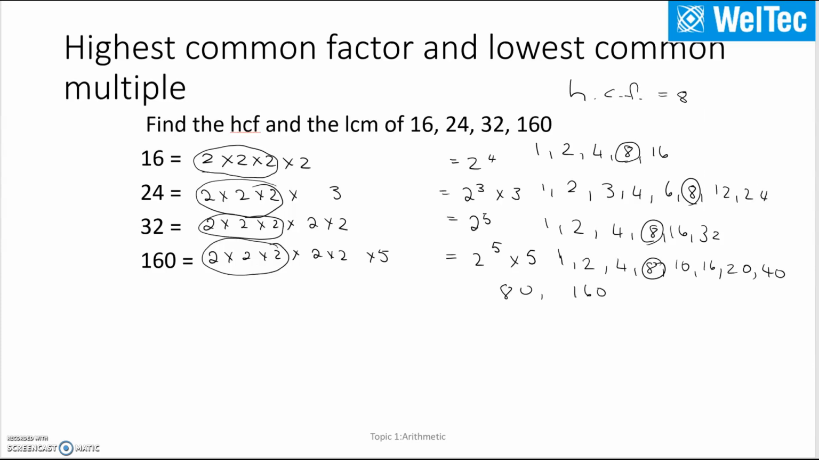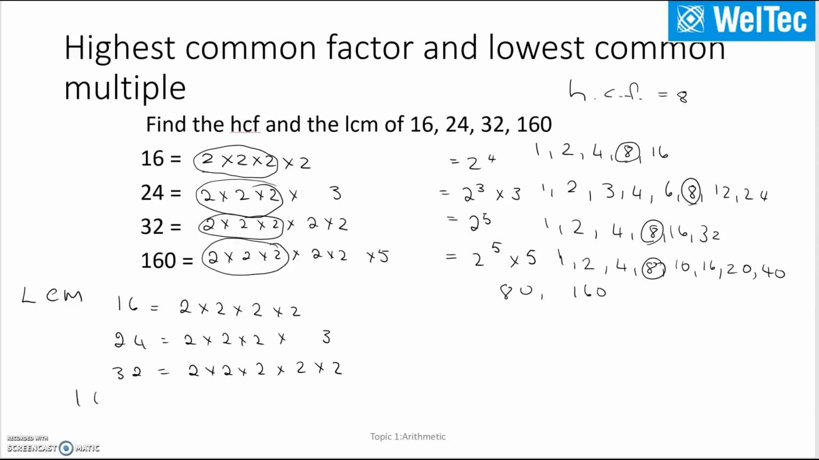To find the least common multiple, we do the same thing. We write out the numbers as their prime factors. So 16 is 2 times 2 times 2 times 2. 24 is 2 times 2 times 2 times 3. 32 equals 2 times 2 times 2 times 2 times 2. And 160 equals 2 times 2 times 2 times 2 times 2 times 5.